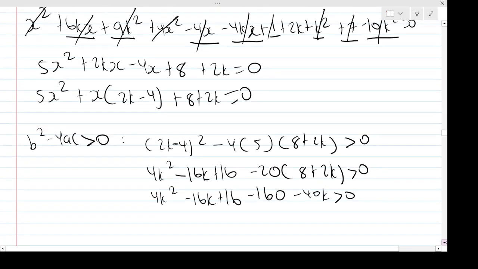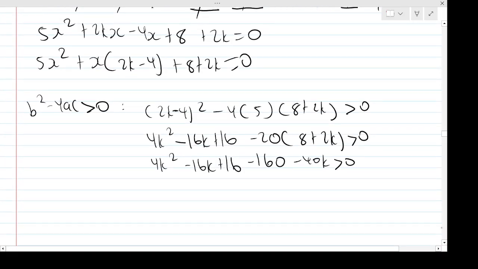Okay. Then I'm going to collect all the k terms together. So we have 4k squared. Then minus 16k minus 40k being minus 56k. Then plus 16 take away 160 gets me minus 144 greater than 0. Okay, can I simplify this anymore? Does 4 go into the other terms? 56 divided by 4 is 14. 144, yes, I can divide by 4 to simplify it.